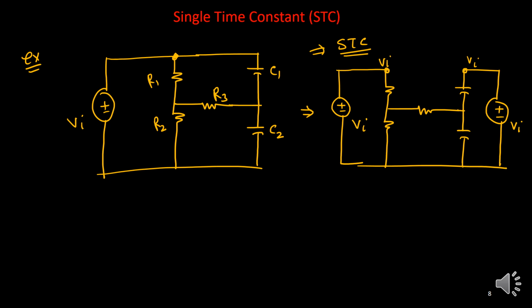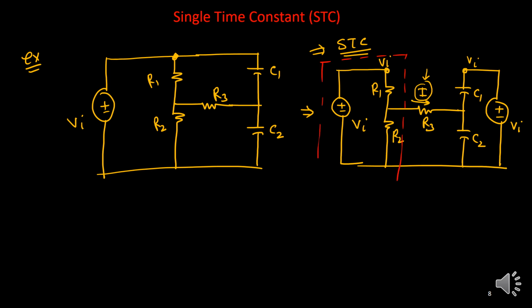I want to find out the system equation, whether it is first order or second order. Suppose I want to find out the current here, this is your R1, it is R2, this is your R3, it is C1, C2. Now in this expression for current I, whether it is a first order equation or second order equation. If it is first order equation, it is a single time constant. If it is second order equation, it is a double time constant.